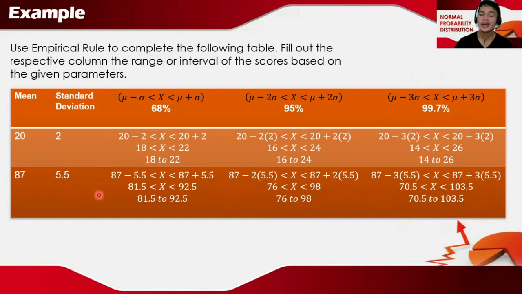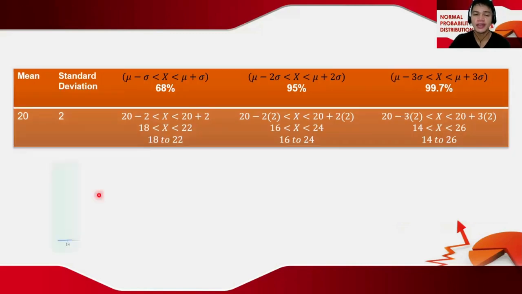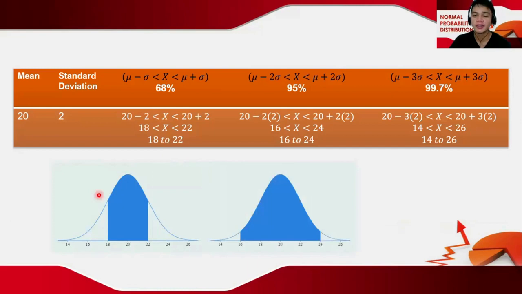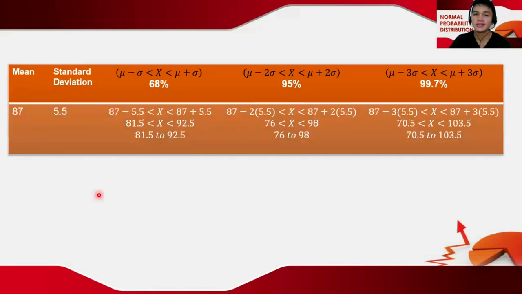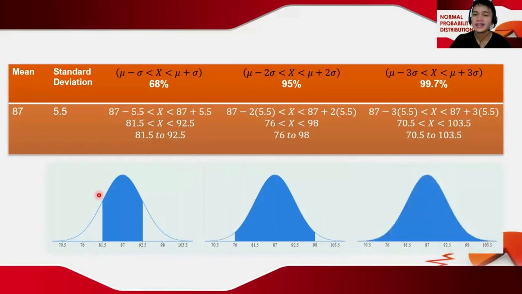All right. To give you the curve of these two examples, it looks like this. For the 68% with mean 20 and standard deviation 2, it looks like this. For the 95%, it looks like this. And for the 99.7%, it looks like this. And for the 68%, 95%, and 99.7%, with mean of 87 and standard deviation of 5, for the 68%, it will give you a curve like this. For the 95, a curve like this. And for the 99.7, a curve like this.